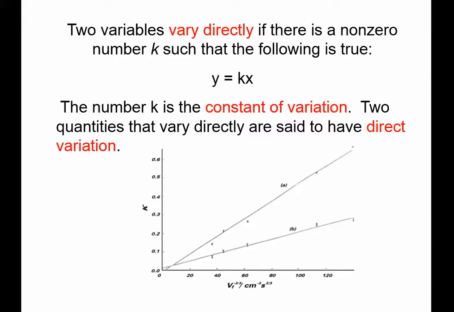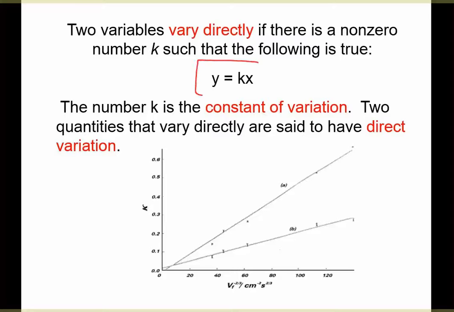Okay, it says two variables vary directly if there is a non-zero number k such that the following is true. And then you see it says y equals kx. This y equals kx is the general form for a direct variation equation. And this should kind of make some sense to you. So, we're always going to have x and y in an equation. Here, x is kind of like the input, and y is the output. So x and y, input, output, they're what form your ordered pairs.